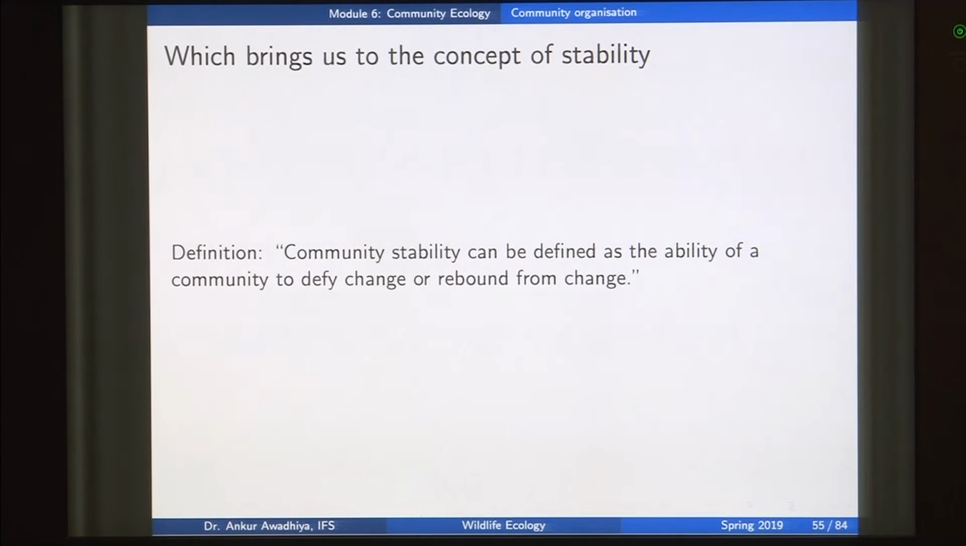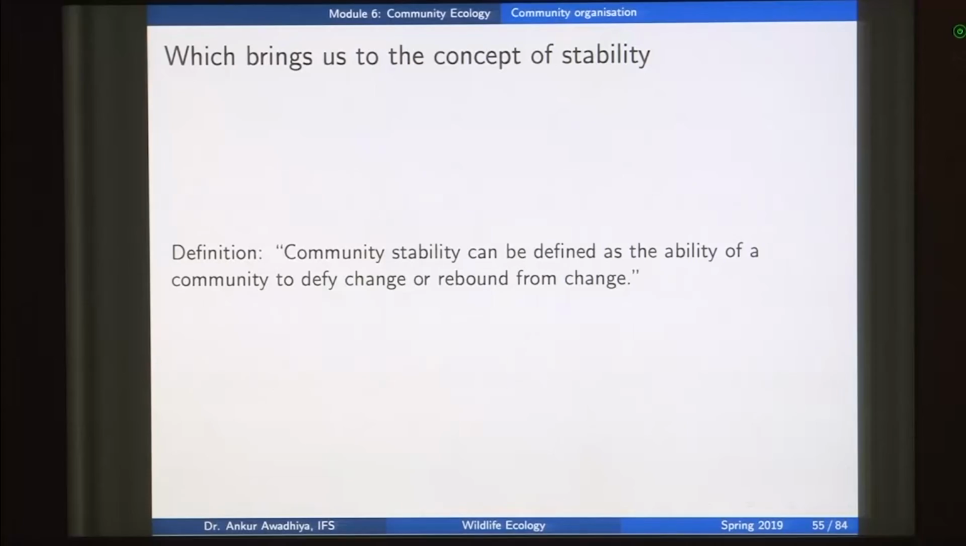And community stability is a very integral part of the study of ecology, because we are pushing different communities through different changes because of our anthropogenic influences. We are putting quite a lot of waste materials into our water bodies, into the environment, and that is all changing different communities. Now, it becomes important to know how much change different communities can tolerate, and whether the communities will be able to come back to normal or not.